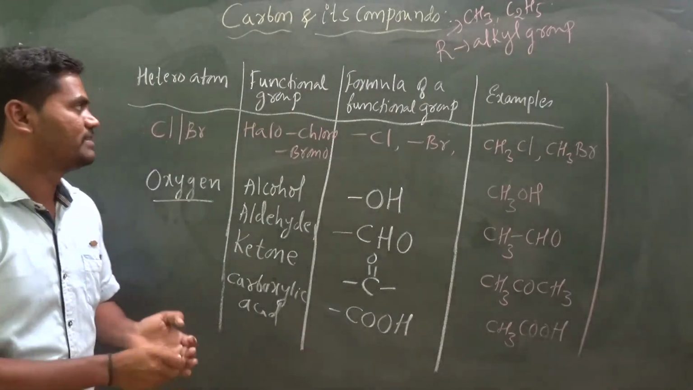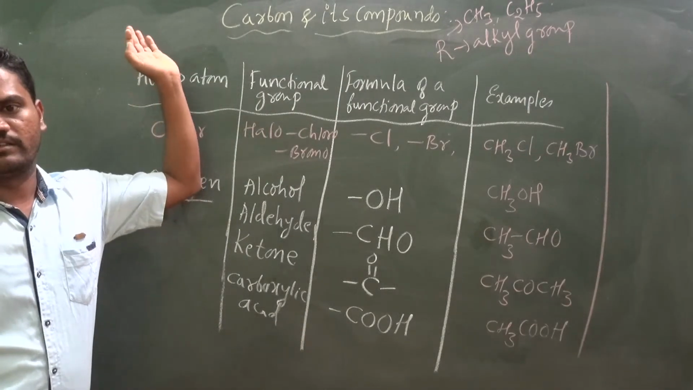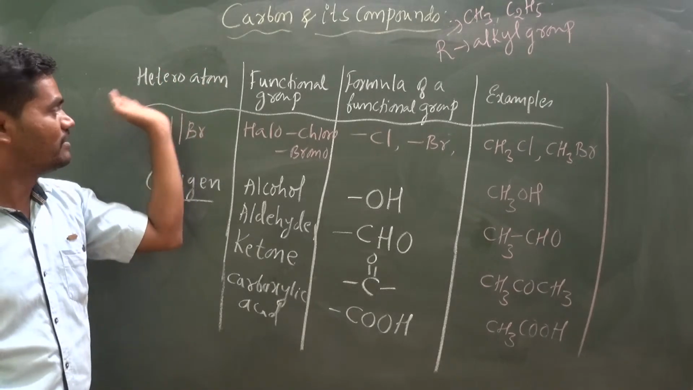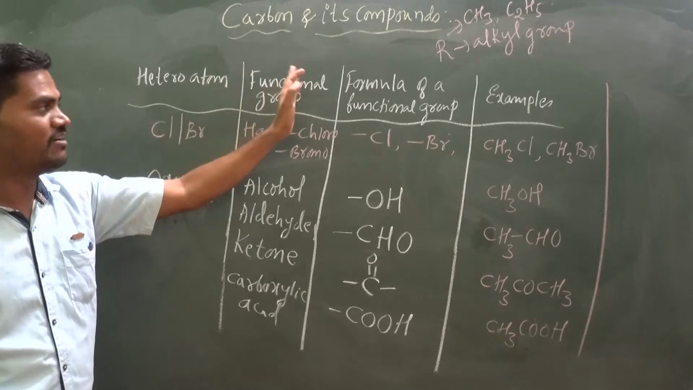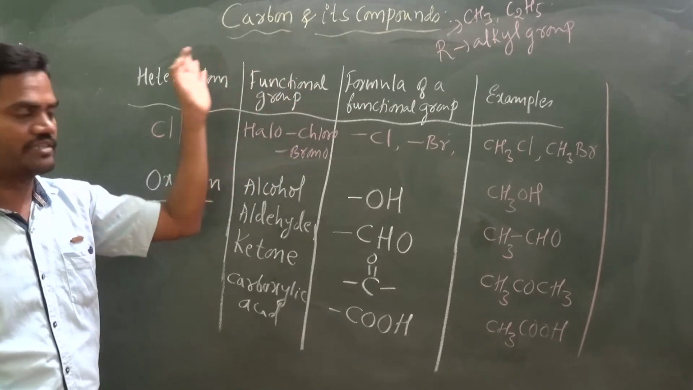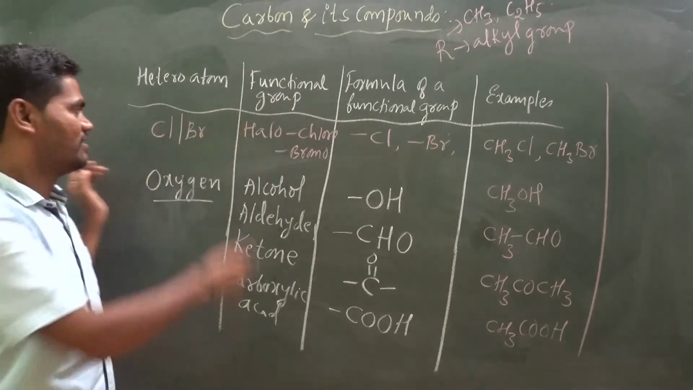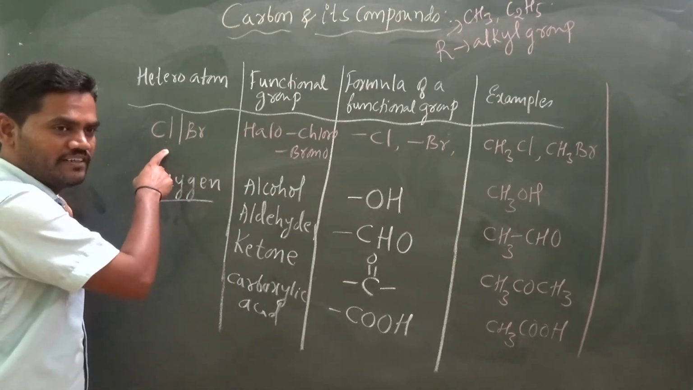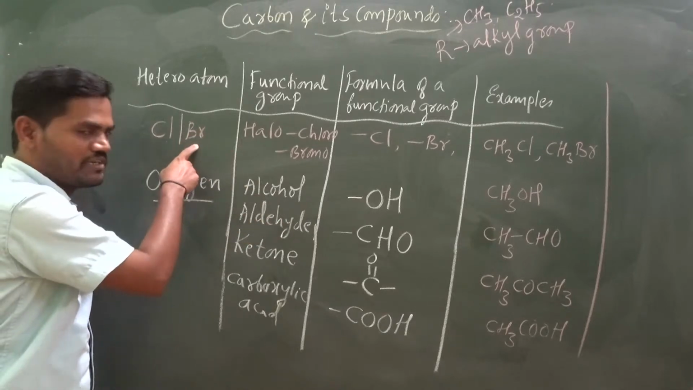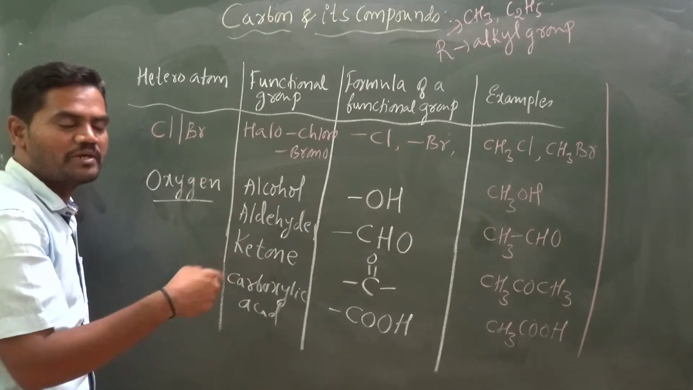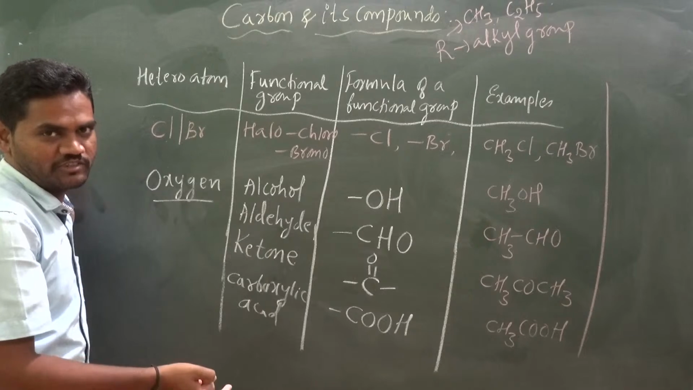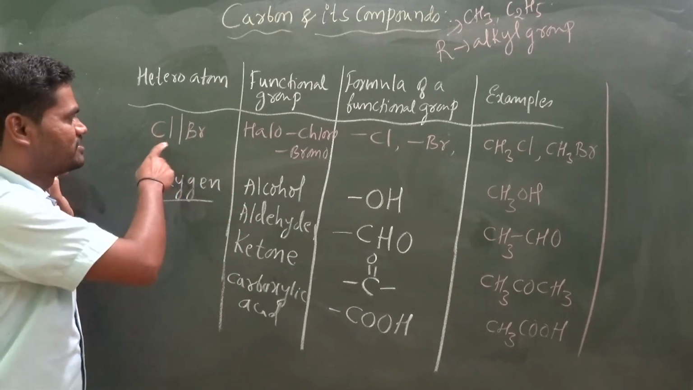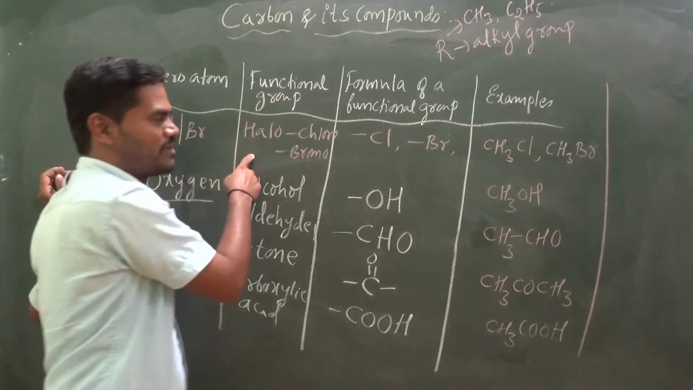So here, some functional groups are in carbon compounds only. So I am explaining what the functional groups are, the different types of functional groups. That is the first one. Suppose your organic compound contains chlorine. It may contain bromine also, iodine also, or fluorine also, depending upon the nature of that compound. So you can take this functional group as halogens.